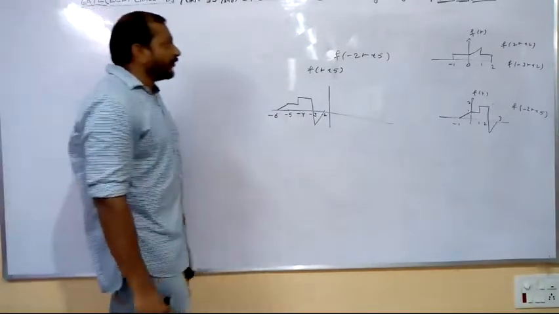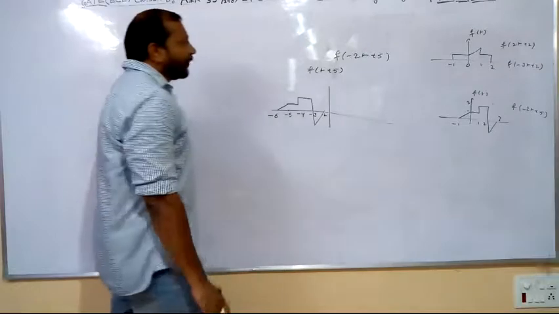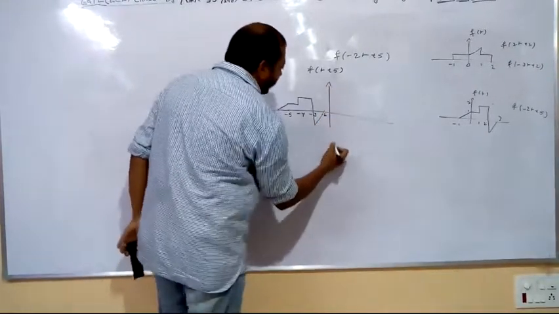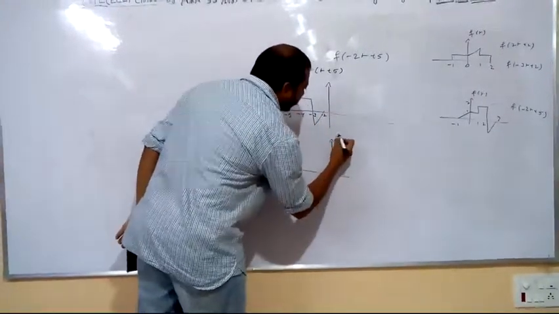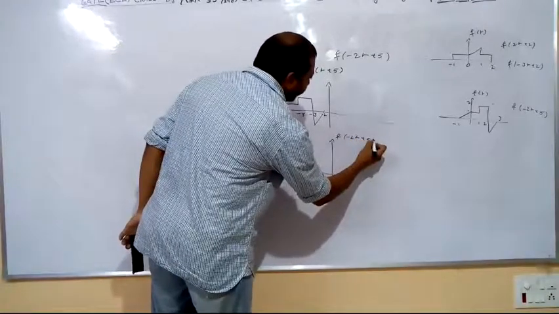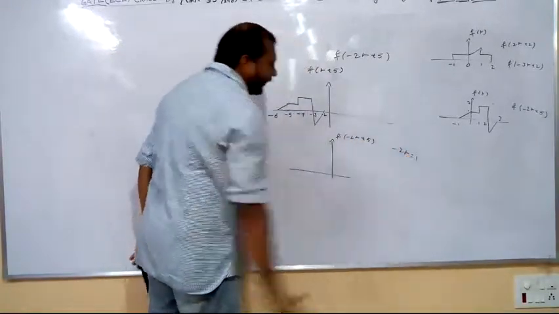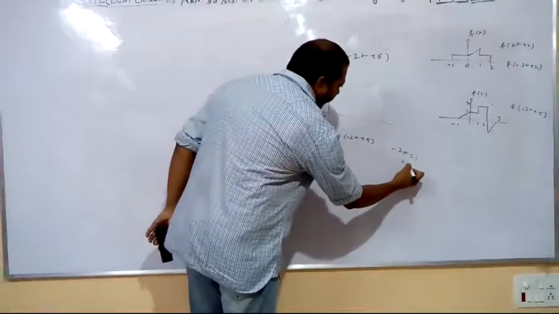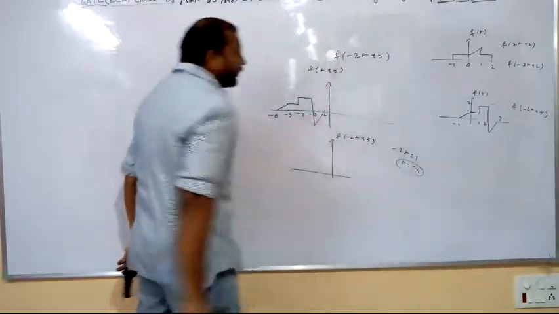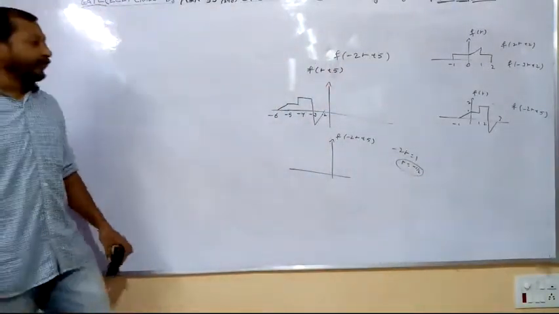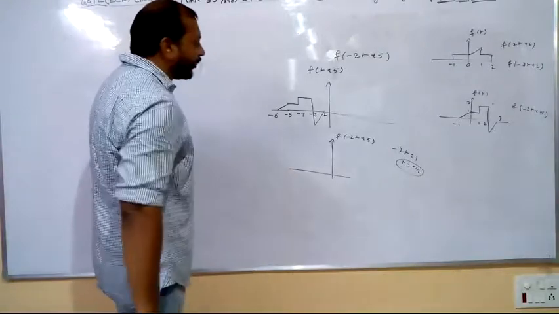Now what they are asking is f of minus 2t plus 5. From this we have to write f of minus 2t plus 5. Simply equate minus 2t is equal to 1, and the corresponding t equal to minus 1 by 2. You have to multiply this t equal to minus 1 by 2 to each and every instance of the signal.